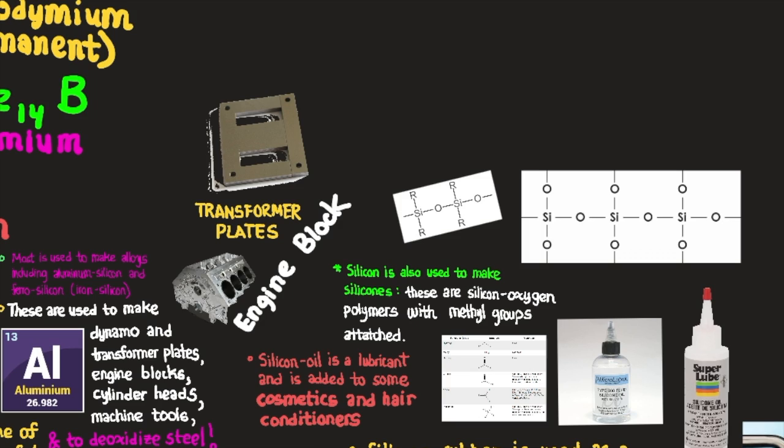So the element silicon is also used to make silicones. These are silicone oxygen polymers with methyl groups attached. They have various properties and people use them for various functions, and they even apply them to their bodies occasionally.